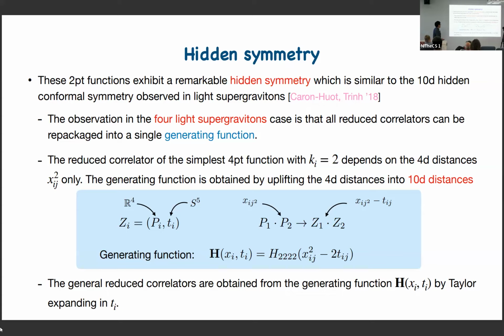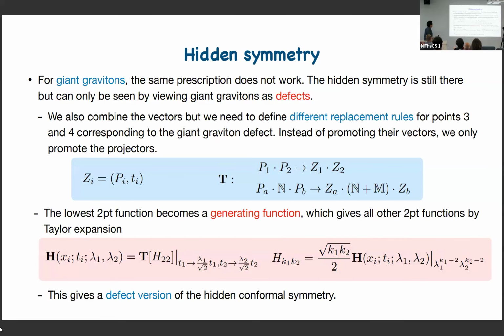So that was the observation of Caron-Huot and Trinh, and they managed to unify all these 4-point functions from the bootstrap. To get them, you just need to Taylor expand this generating function and collect all the terms that can appear, all the structures of t_ij. Okay, so that was the story for 4-point functions.